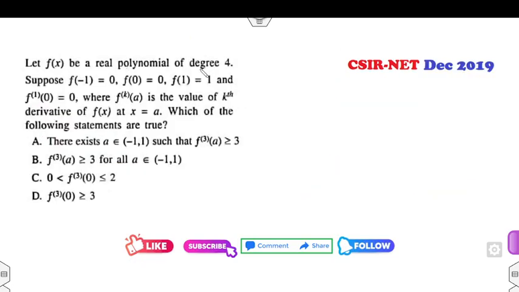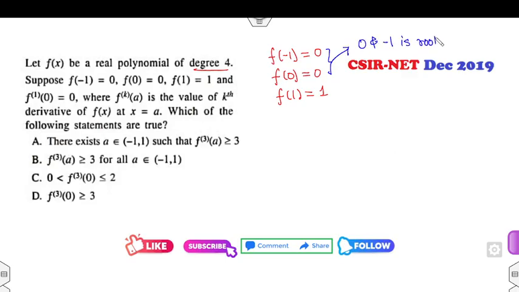f is a real polynomial of degree 4 such that f of minus 1 is equal to 0, f of 0 is equal to 0, f of 1 is equal to 1. What does it mean? That means 0 and minus 1 are roots of the function. And 1 is not a root of the function. So can you define the function?